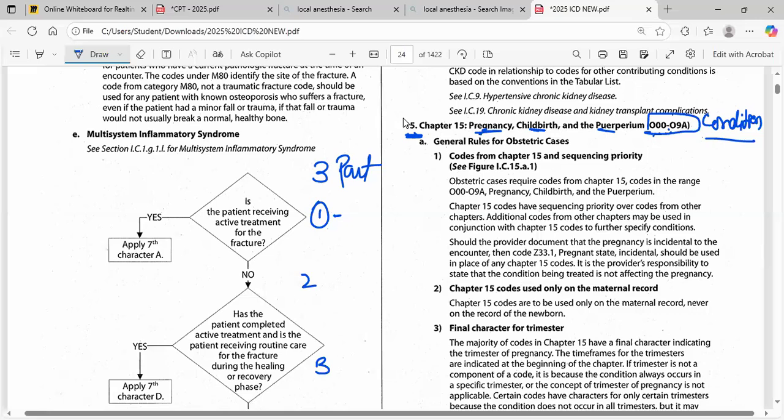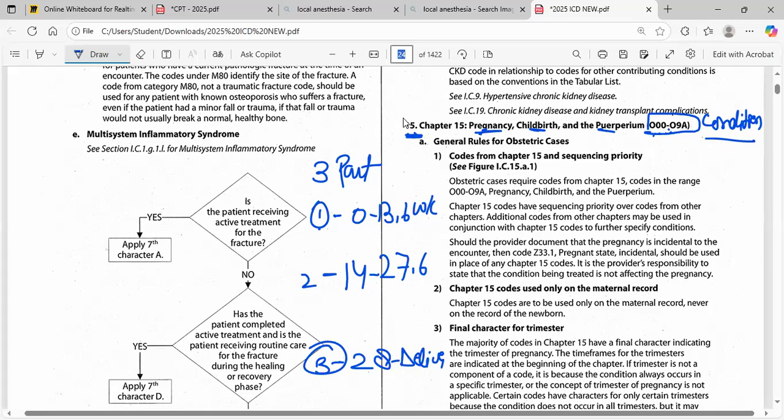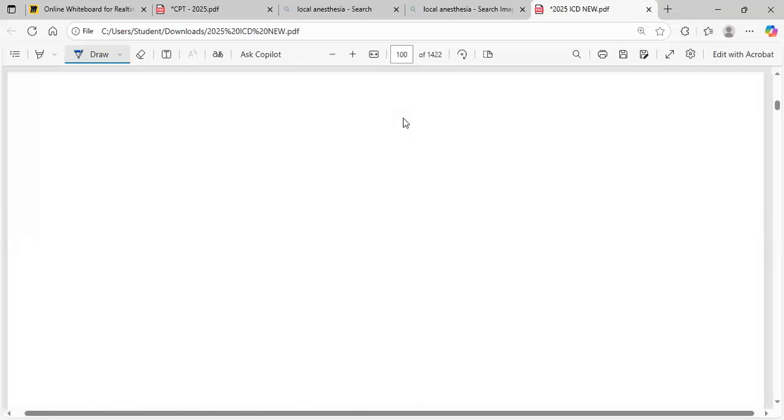So if the patient's pregnancy is 0 to 13.6 weeks, that will be first trimester. If the pregnancy is 14 to 27.6 weeks, that will be considered as a part of second trimester. And 28 to delivery will be considered as a third trimester. So majorly our O codes are divided into the three parts based on the trimester.